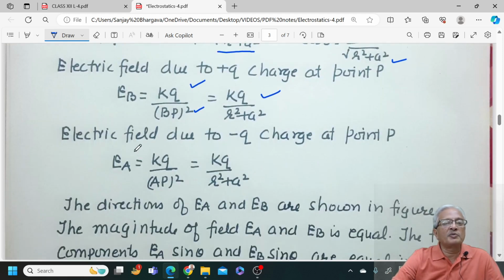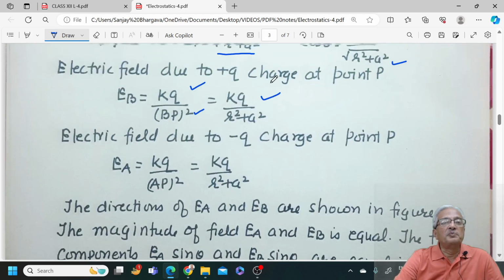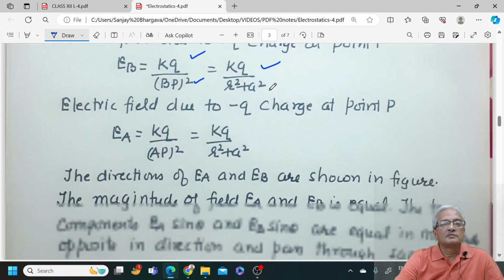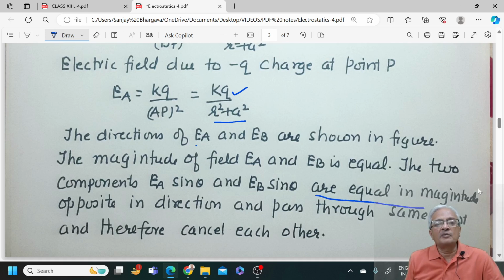Similarly, I can calculate what would be the electric field due to minus Q charge placed at point A. So it would be equal to KQ upon AP square. So AP square can also be written as R square plus A square. What do we observe? The electric field EA and EB are equal in magnitude. So there are two components in the figure, EA sin theta and EB sin theta, which are now equal in magnitude, opposite in direction, pass through the same point and therefore cancel each other.